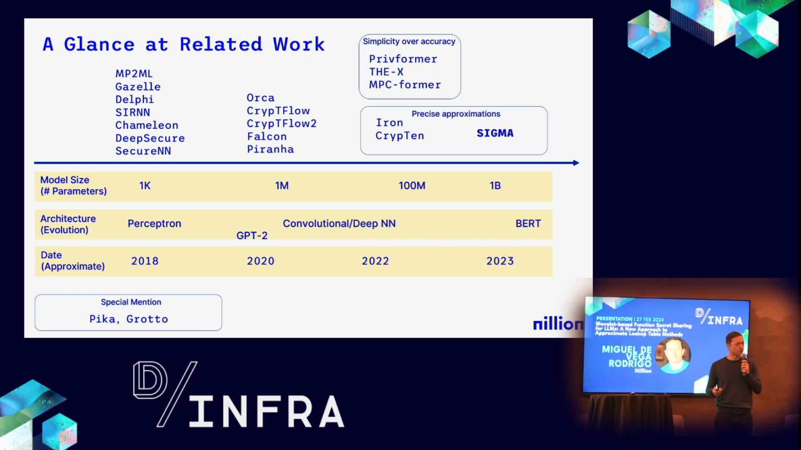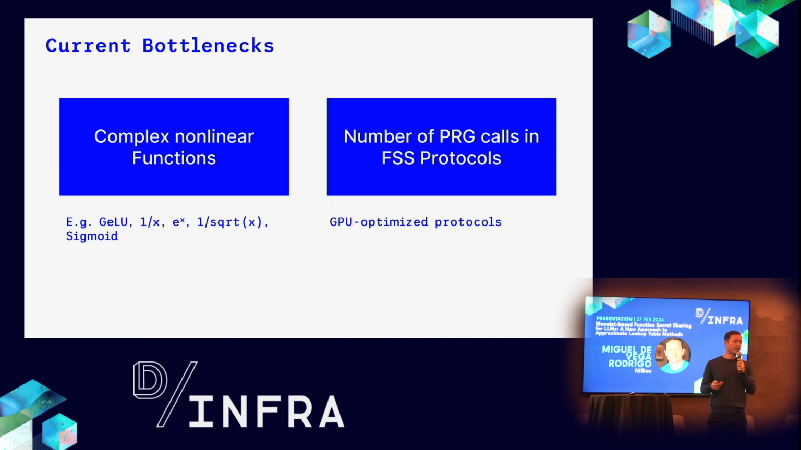And so you have one group of papers and protocols that sacrifice performance and model accuracy in favor of simplicity. But you have another group which is very interesting, including Iron, Krypton, and Sigma, which achieve really good precision in terms of modeling those nonlinearities, and therefore don't sacrifice on model accuracy. For example, Sigma is able to run inference on a 1.3 billion parameter model, GPT-2, in under 10 seconds per token. It's pretty impressive.